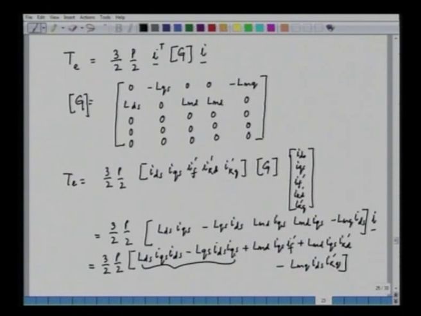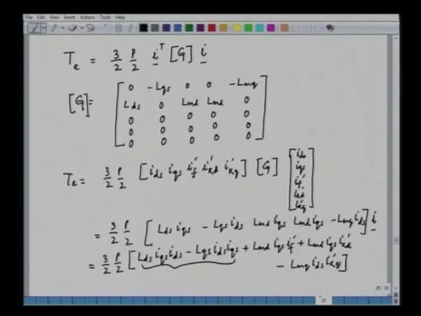So this part we can write in the following fashion: 3 by 2 into P by 2. So the first part is LDS minus LQS into IDS into IQS. Now, this is called torque 1, and this torque is called the reluctance torque, because this torque is a function of LDS minus LQS. So, if LDS minus LQS is equal to 0, this torque vanishes.